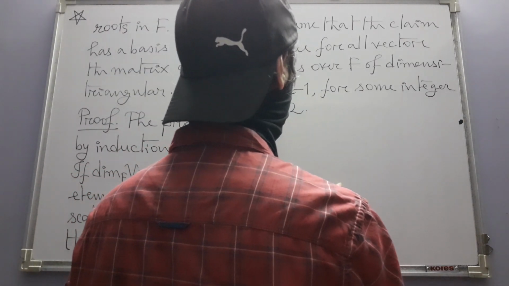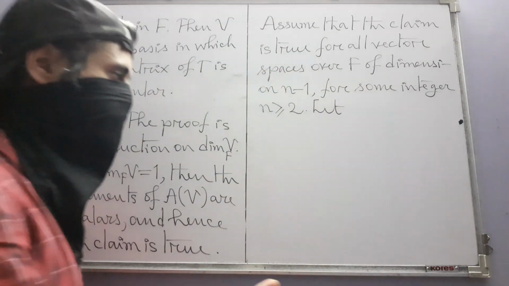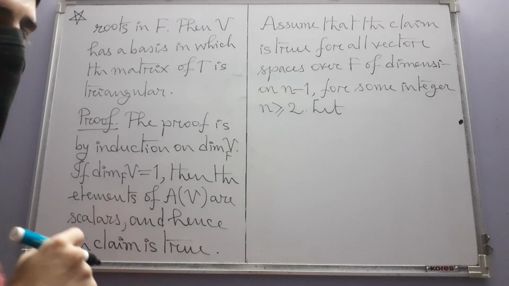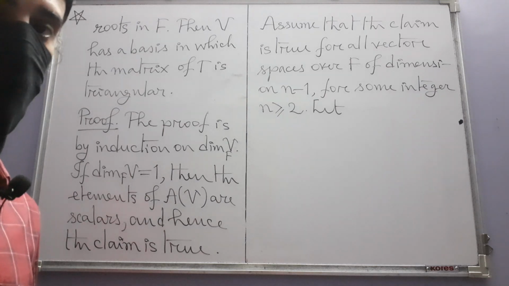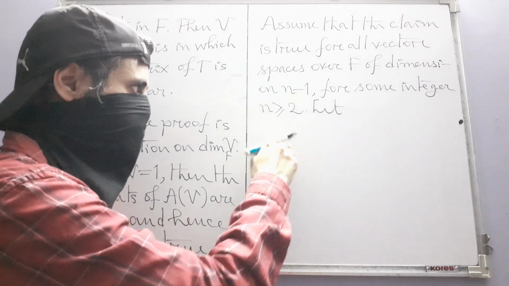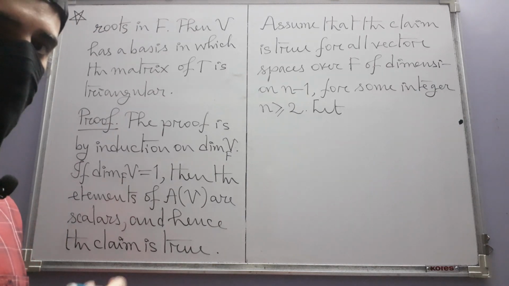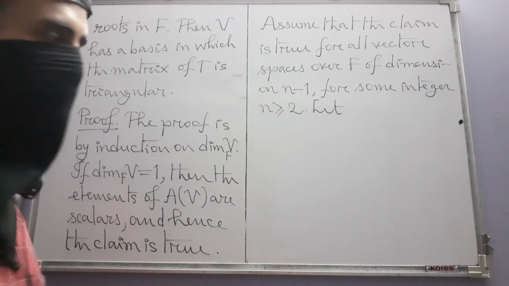Alright. So now the next job is to do the induction step. Say we have a vector space whose dimension is n, and say we have an operator T on that space having that property, that all its characteristic roots are lying in F.